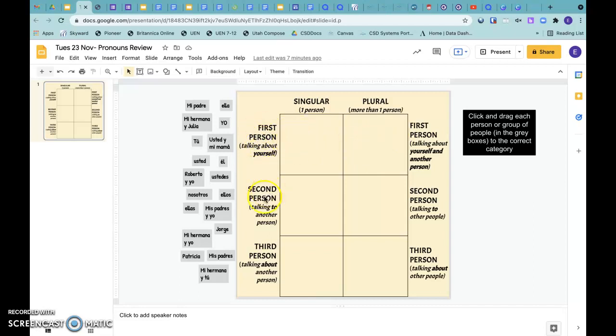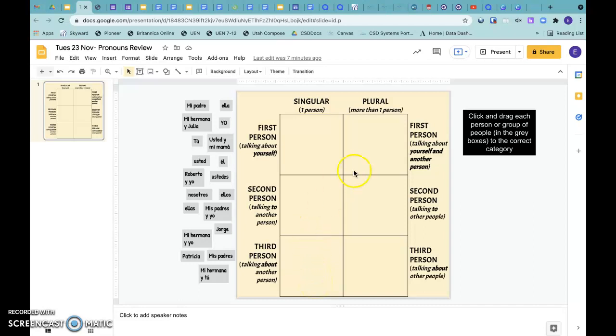We have first person, second person, and third person. First person is like when you're talking about yourself. Second person, you're talking directly to another person, like, how are you? And you would answer yourself, I am well, or how is Bob? We're talking about another person that isn't there in the conversation.